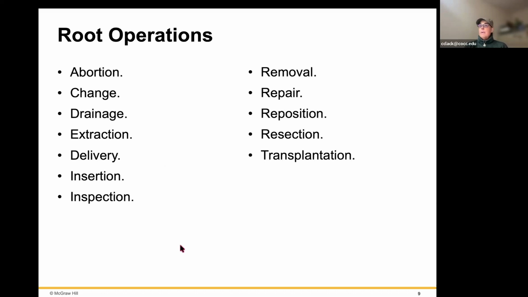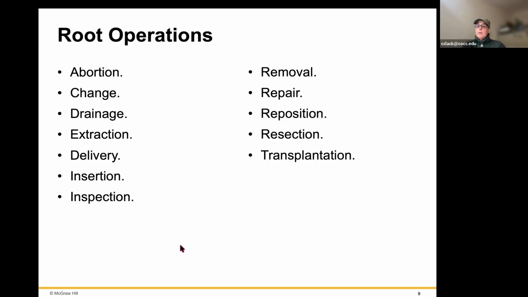Now, on this slide, we have various root operations, and these are root operations you may select for character 3. Remember, a root operation is based on the objective of the procedure, what the procedure is intended to accomplish. Here are the quick PCS meanings, reminders to help you connect the term to the documentation. Abortion is ending the pregnancy and removing, expelling the products of conception. Delivery is assisting the passage of the products of conception from the genital tract. Extraction is pulling or stripping out all or a portion of the products of conception.